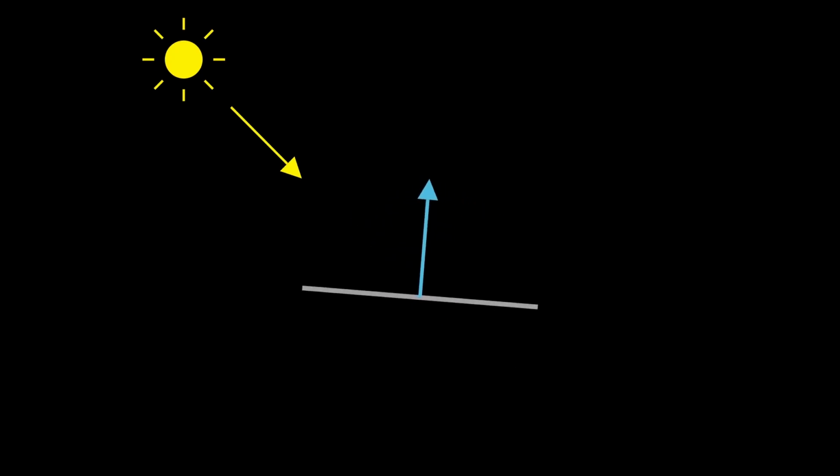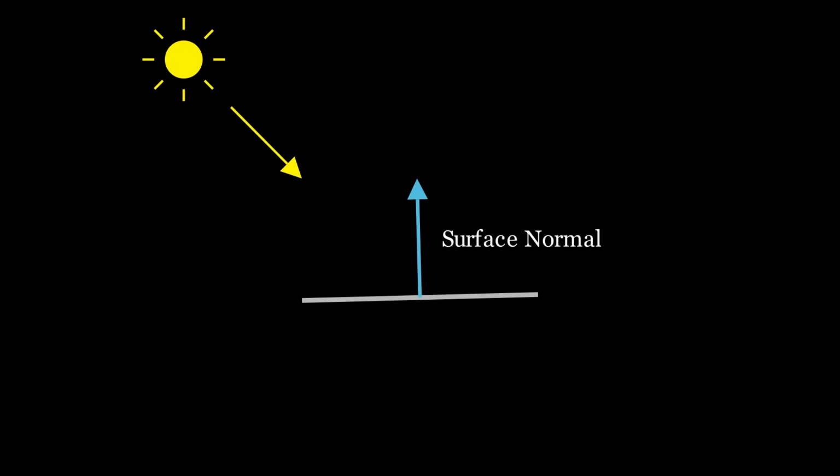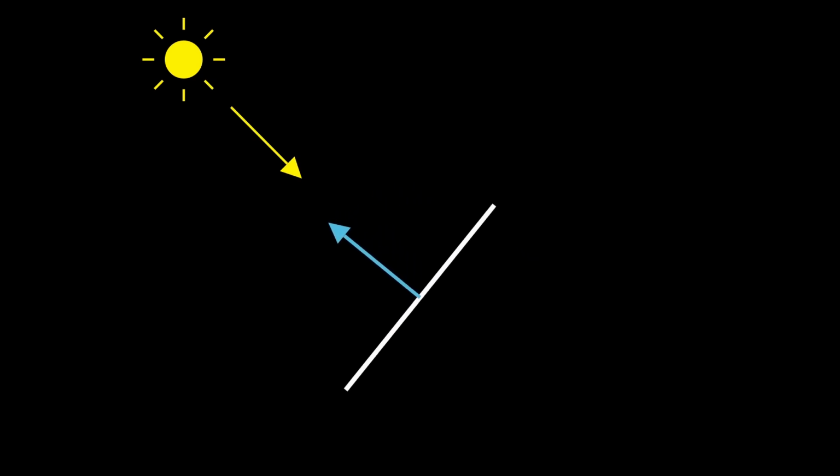Computers figure this out using a little math between the surface normal, which is like a little flag sticking out of the surface showing which way it faces, and the light direction. The more these two arrows are aligned, the brighter the surface. The less they are aligned, the darker the face becomes.